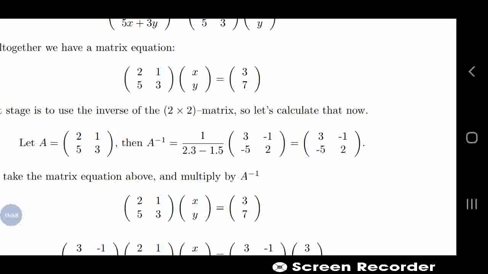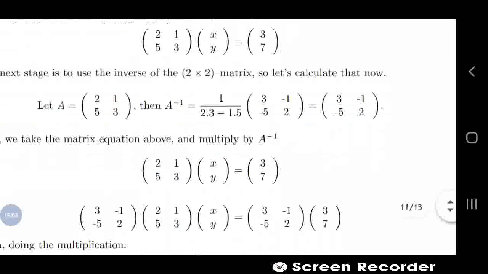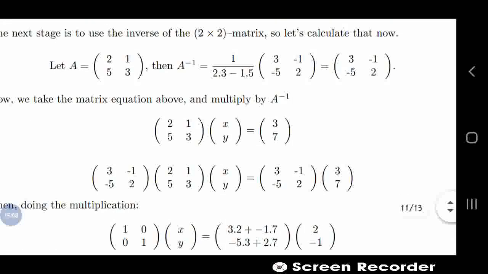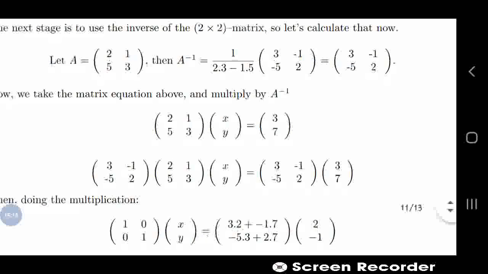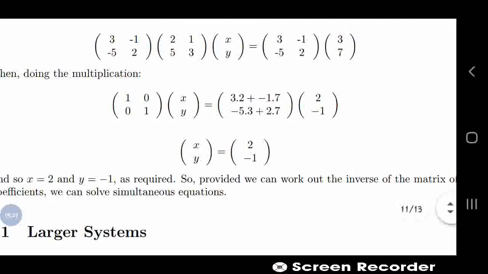So here 1 and 2, you have to interchange it. Then you have to take the same thing that you took in the upper equation. Then when you take that, you have to put this equation to that at one side and the other side, and then you will get 1 comma 0, 0 comma 1, x y, and 3.2 plus 1 minus 1.7 minus 5.3 plus 2.7, 2 by minus 1. So therefore x by y is equal to, so x is 2, y is equal to minus 7.